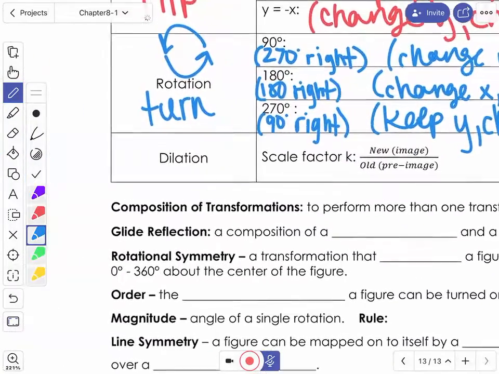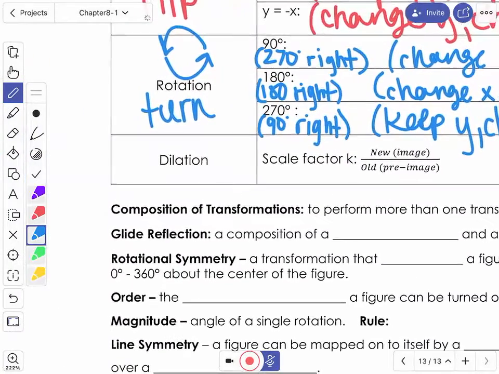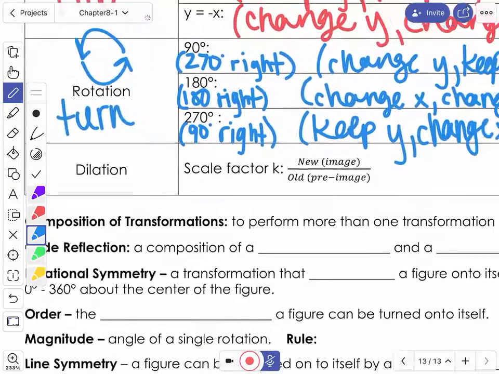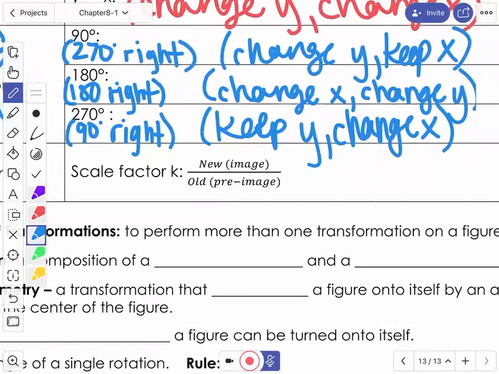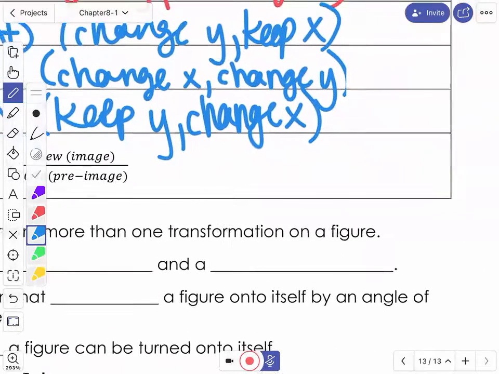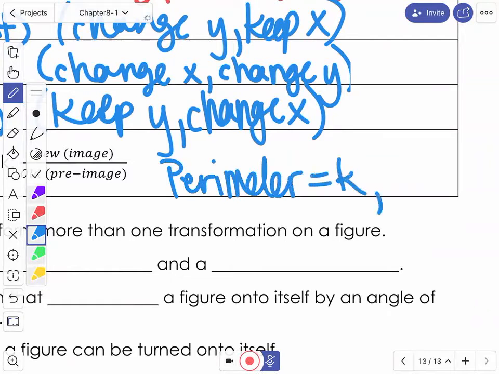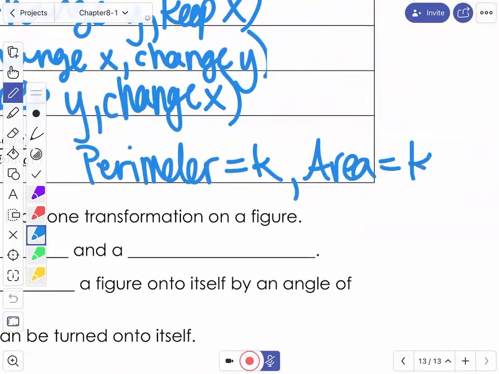Now, our other type of transformation we saw was the dilation, which was to change the size of the object. So we had what was called the scale factor, which was a k, and this was supposed to be your new image over the old image. So just some things to remember. If you're dealing with perimeter, our scale factor stays the k. But if we go to area, our scale factor gets squared.